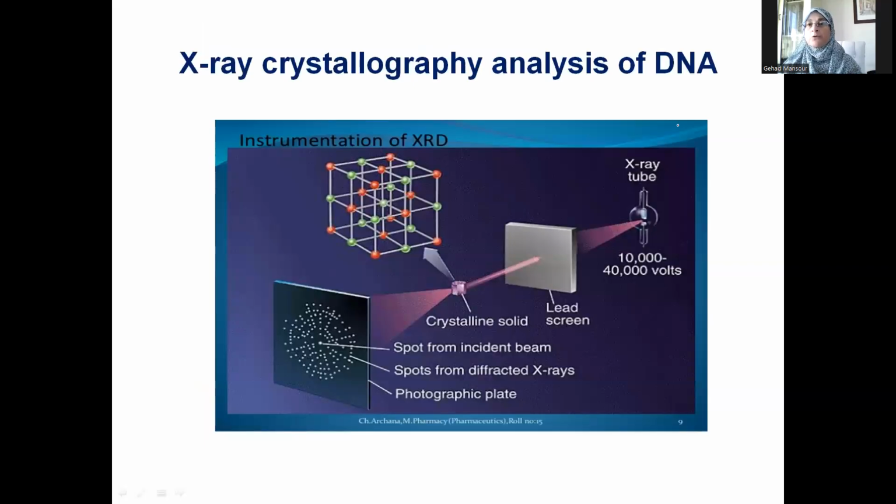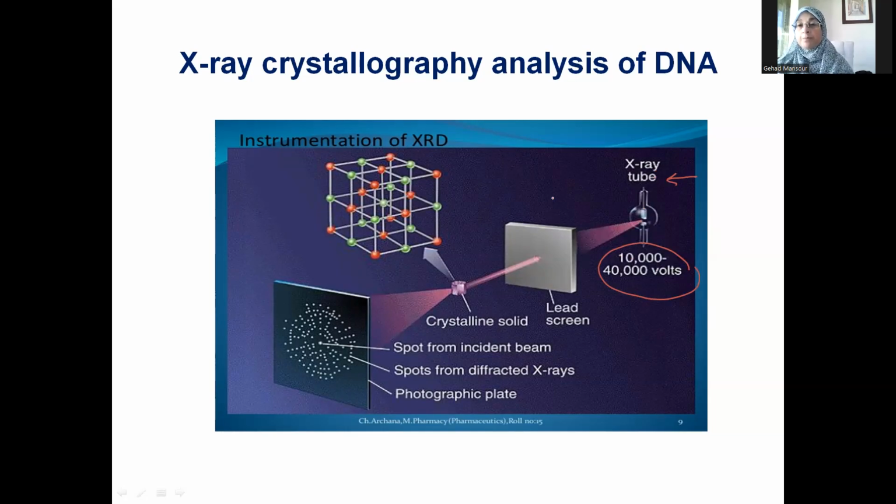Now, this diagram shows you how X-ray crystallography works. We have an X-ray tube, a tube that can generate X-rays. So you have two electrodes, negative and positive, with a certain intensity of electric current, and electromagnetic radiation that is highly penetrating, that has a very short wavelength and a very high frequency, which is X-ray, will arise from the X-ray tube or the X-ray generator. Of course, you need a very high voltage, as you see here, ranging from 10,000 volts to 40,000 volts.